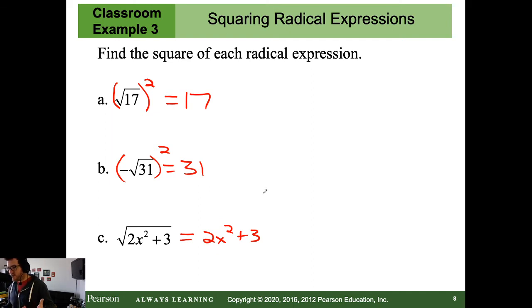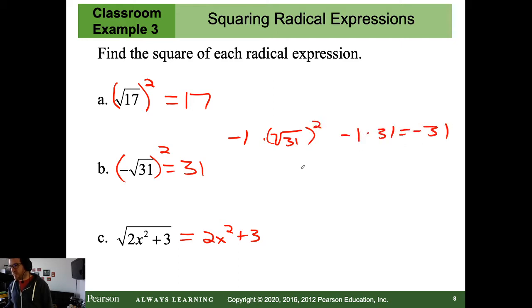So it's one of those things that Pearson has in their mind how they want to do square roots, and I have in my mind how I do square roots. So for me, I would say that this is negative 31, but I think they're going to group this whole thing. The reason why I say that is because I read this as negative 1 times the square root of 31. So if you're squaring this, then you get negative 1 times 31, which is negative 31. But for some reason they don't look at it that way.